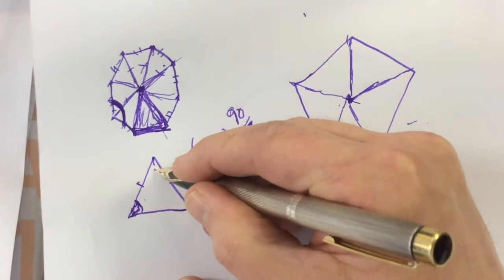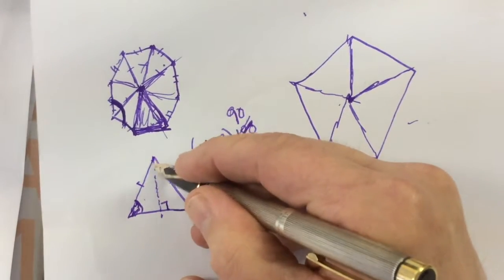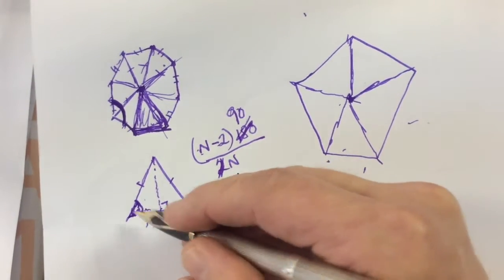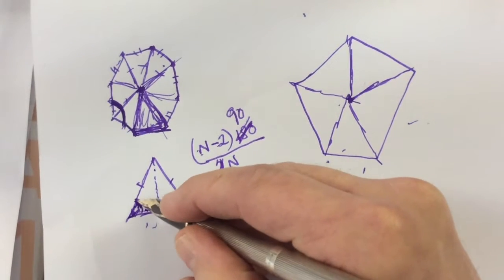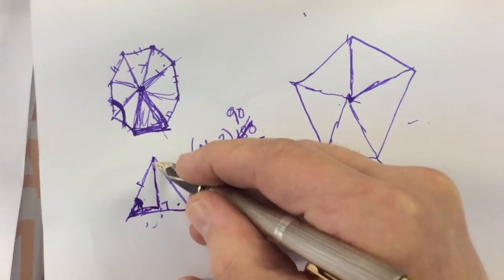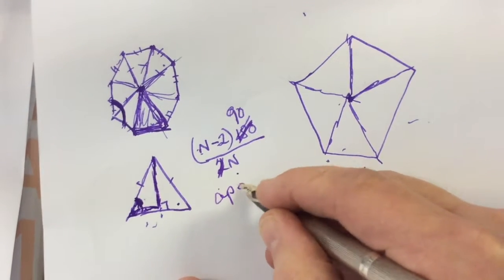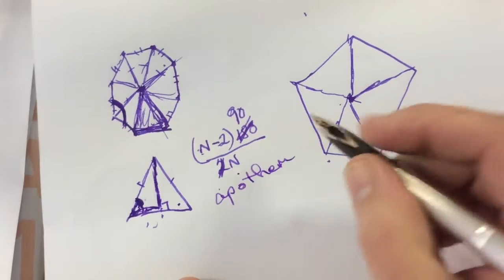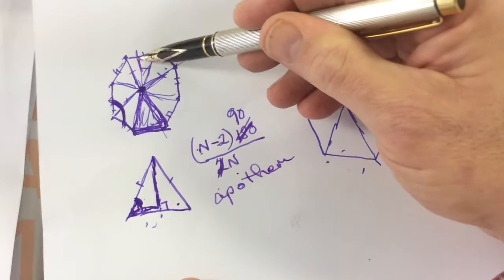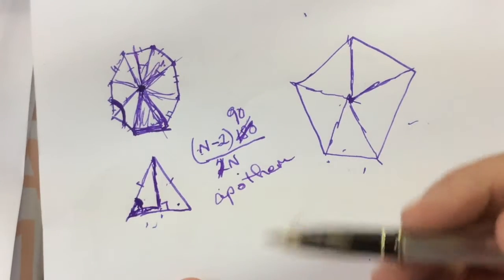We know it's an isosceles triangle, so we know that if we drop an altitude here, this will be a right triangle. This will be half of this. We know this angle here. This in a polygon is called the apothem. And it is the segment that you draw from the center to the center point of any one of the sides. Basically the height of the triangle.